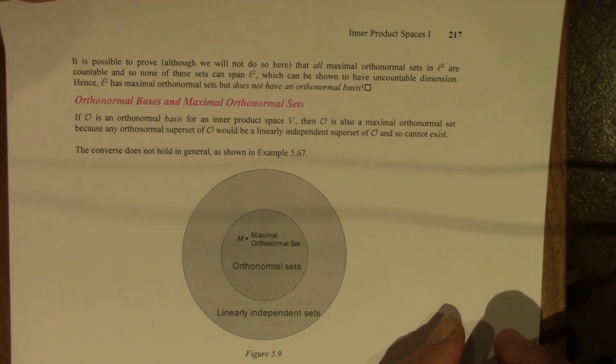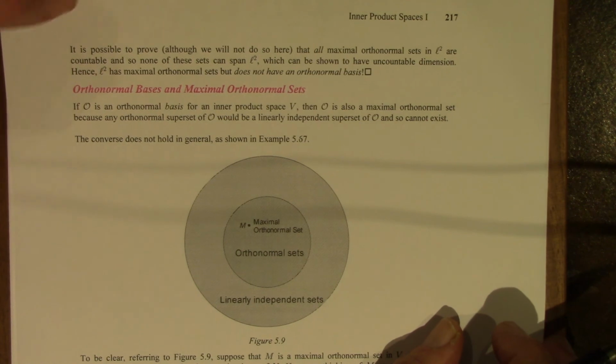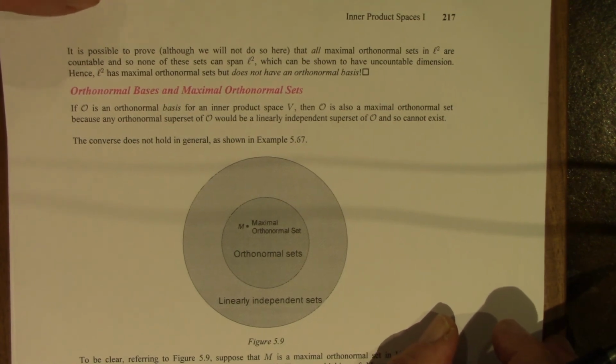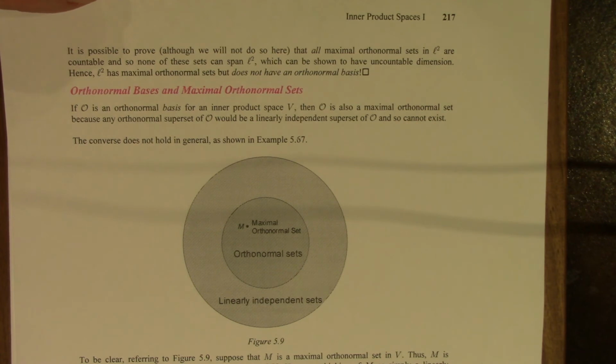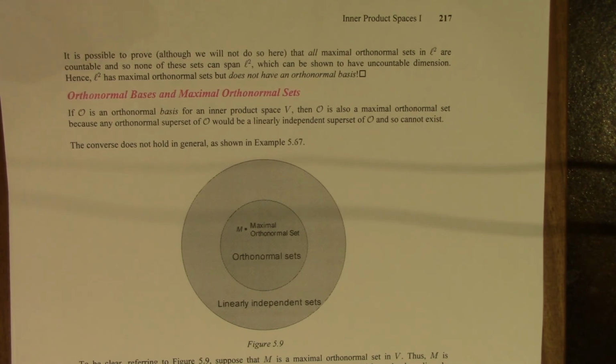It's possible to prove, though I'm not going to do it here, that all maximal orthonormal subsets of L2 have the same cardinality, so they're all countable. And so none of these sets can span L2 because L2 is uncountable dimension, and that's also something we won't prove. So L2 does have maximal orthonormal sets, but it does not have an orthonormal basis. It does not have a maximal linearly independent set.